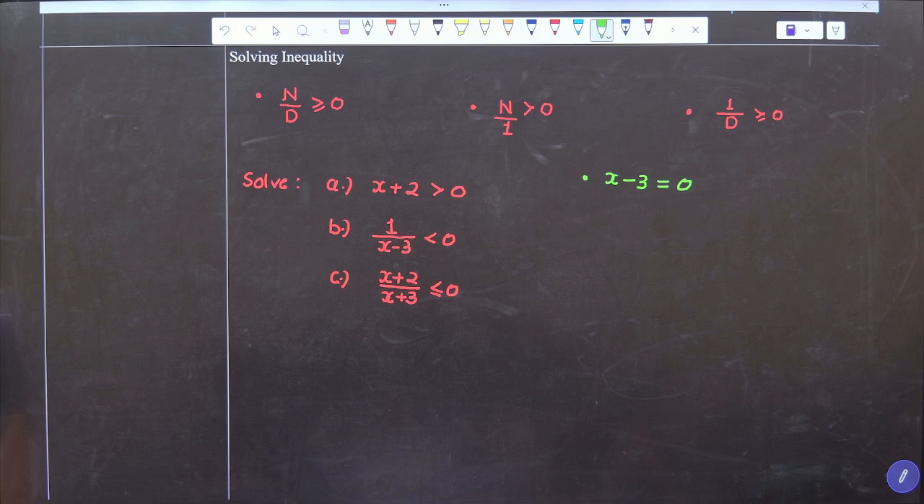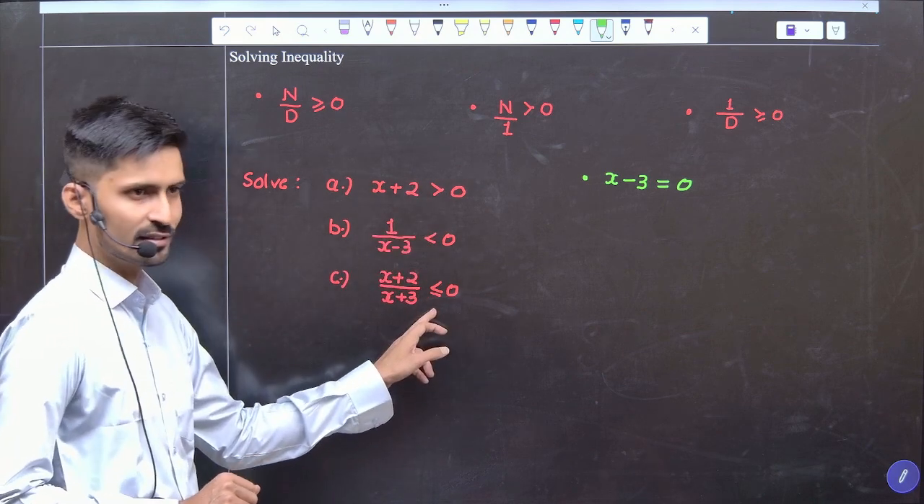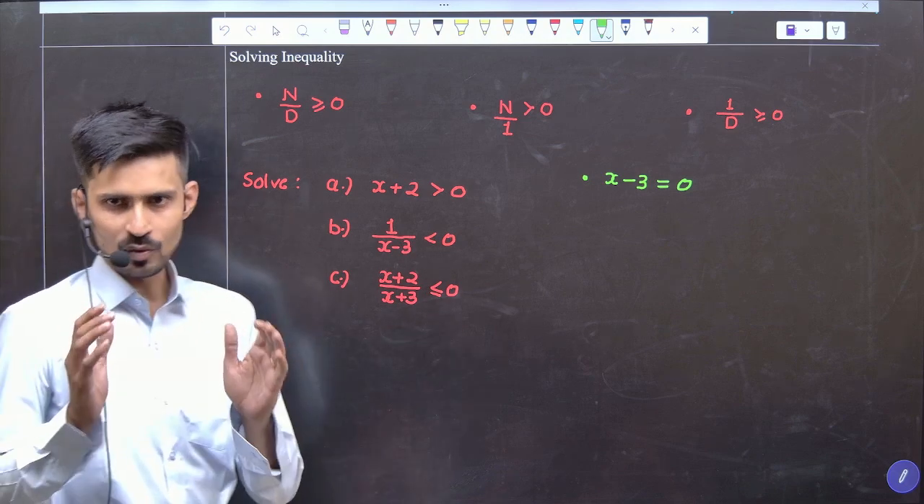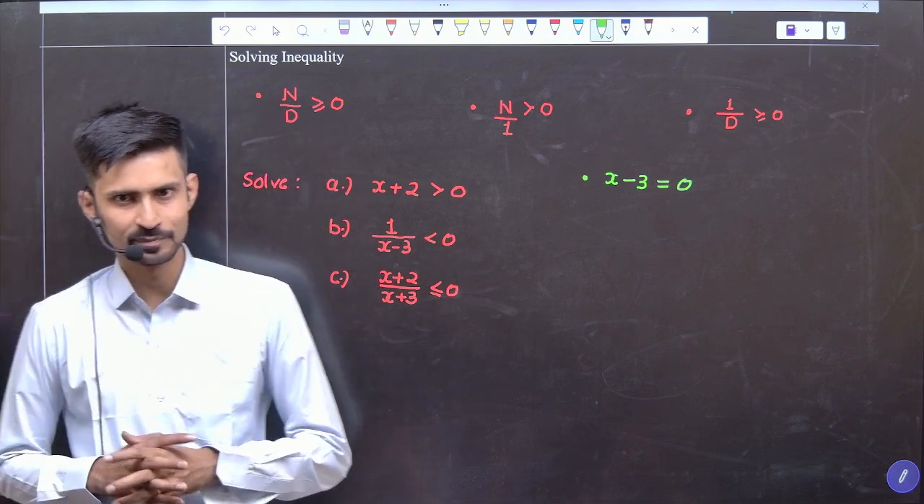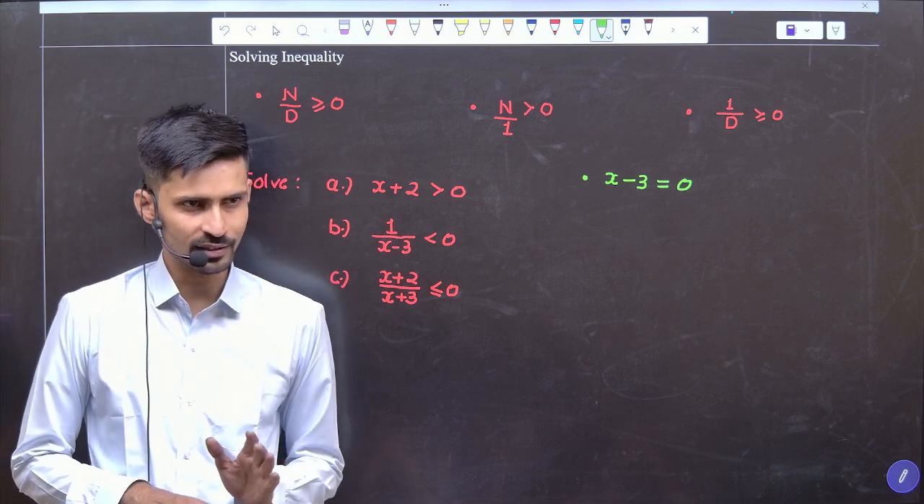Okay. See, all three, not all three question. Any inequation, the process of thinking is the same. Okay? See, what is the process of thinking?